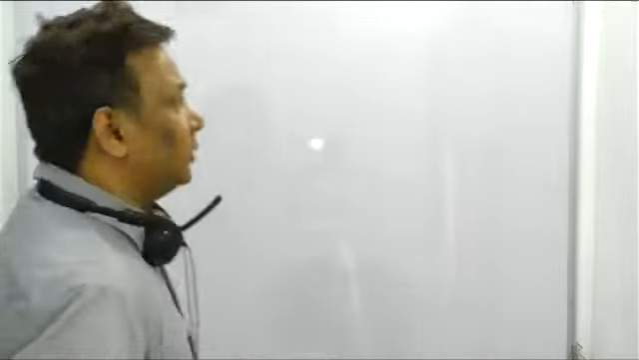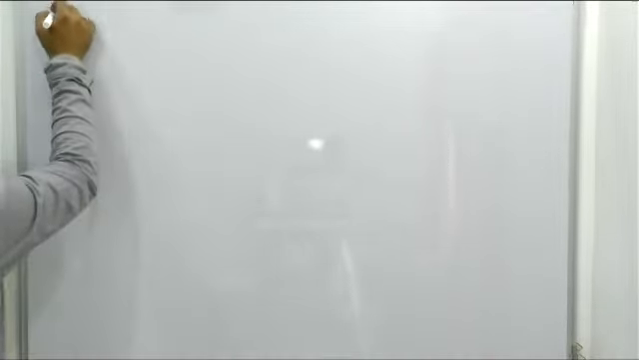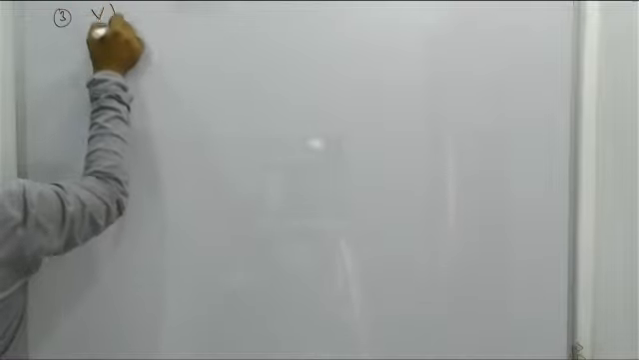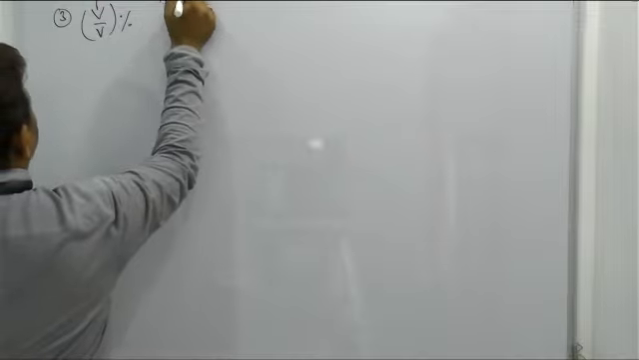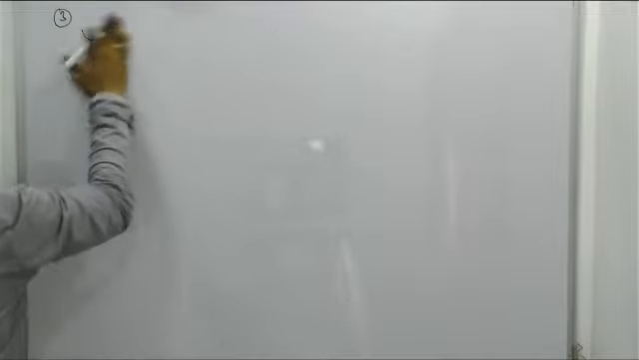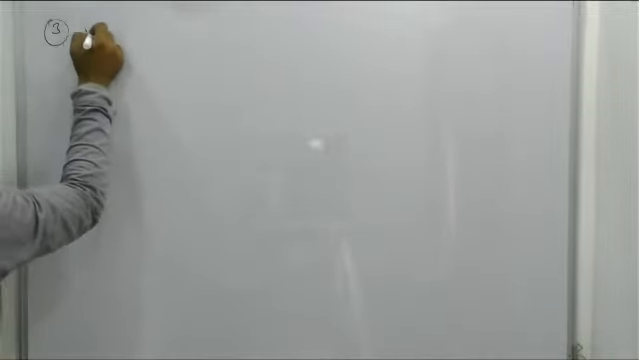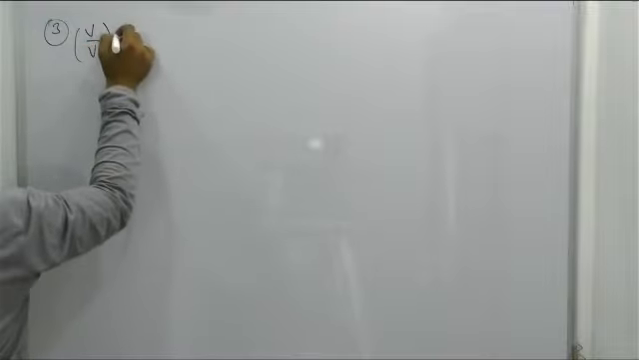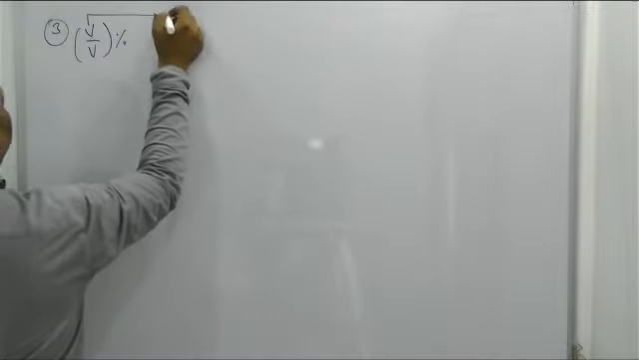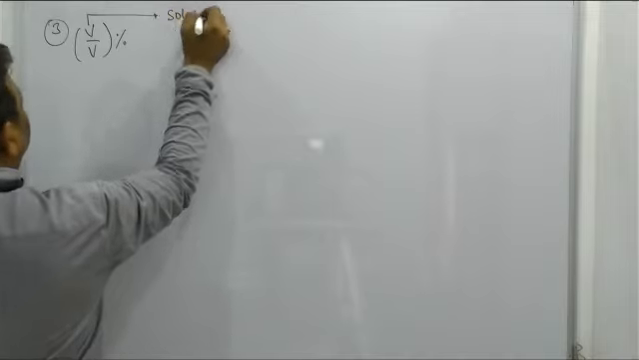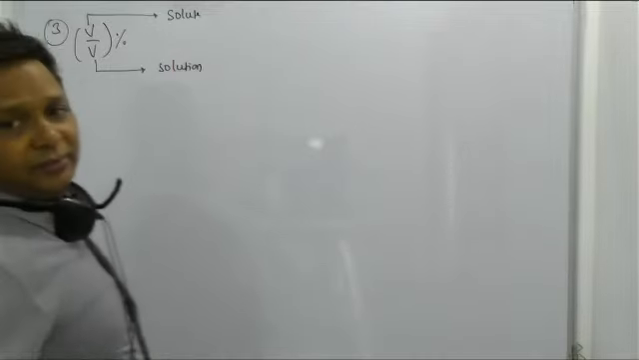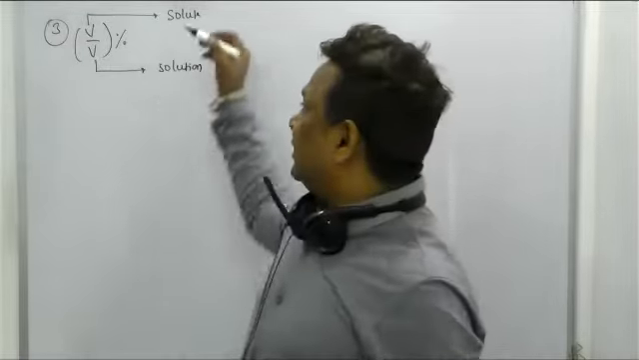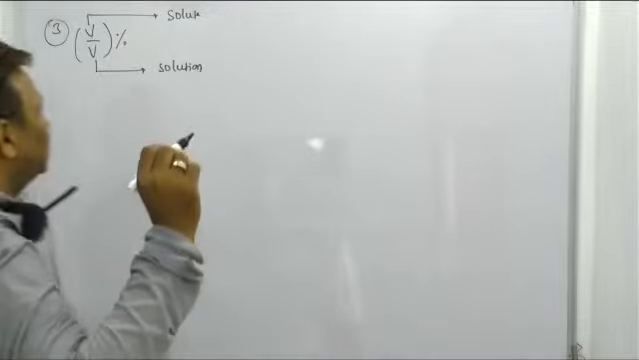But now we'll see the V by V percentage, the third one. Actually, we don't have much use of it, but anyhow we have to write. I'll write here, beta. Third one, that is V by V percentage. This V stands for the volume of solute, and this V stands for the volume of solution. In V by V percentage, the numerator V indicates solute and the denominator indicates solution. Chalo, example number 1.